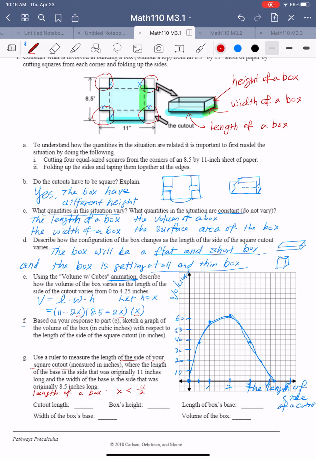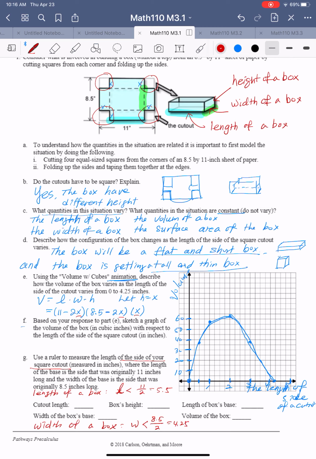And also for the width of the box, the cutout must be less than half of 8.5, which is 8.5 divided by 2, or 4.25. In order to do that, if you put the 5.5 from the length, and then half of 8.5 divided by 2, which is 4.25.